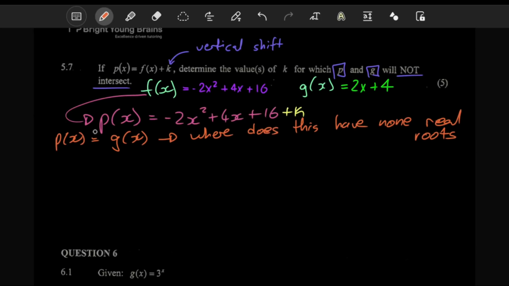Because where this equation has non-real roots, that will be telling you where this equation and this one do not meet, you see. Because obviously, if you're going to work out where these two meet each other, you're going to get a solution. However, if you want to work out where they don't meet, you need to work out where that equation has non-real roots.